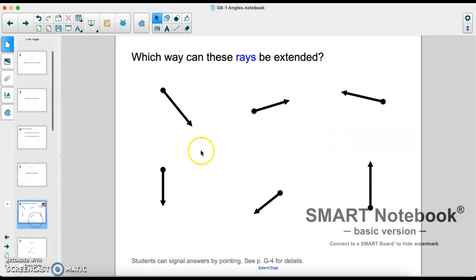Here we have a bunch of different rays, and the question is, which way can these rays be extended? It's always the direction that the arrow is pointing. They can't ever be extended past the point, but they can be extended past the arrows. One of the things you can think about in identifying rays is a sun's rays. It starts from the sun. If you imagine that those points are like the sun, the ray extends out from the sun. It's like a ray in real life. A ray extends in a straight line.